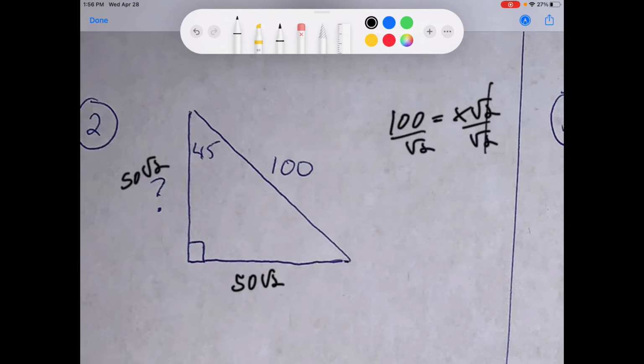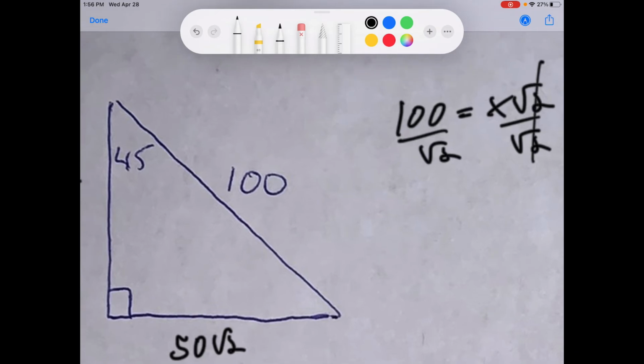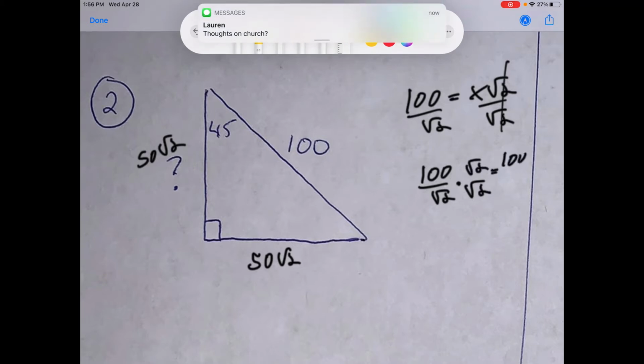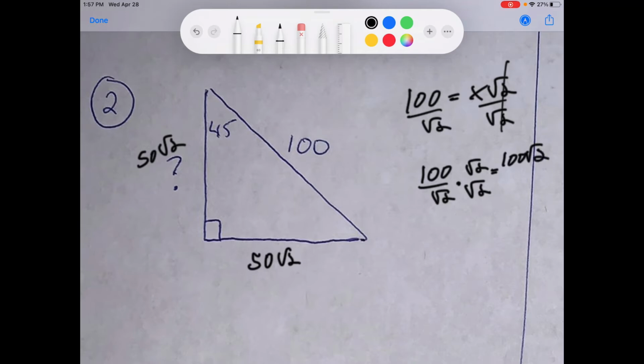Cancel the root 2's. And don't leave a root on the bottom, so we're going to rationalize that, root 2 times root 2. That gives you 100 root 2 over 2, and then 2 goes into 100 50 times. So 50 root 2. Just another way to do it.